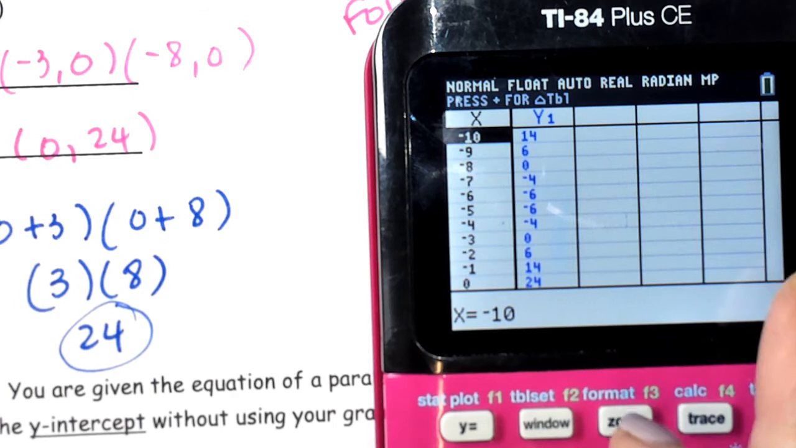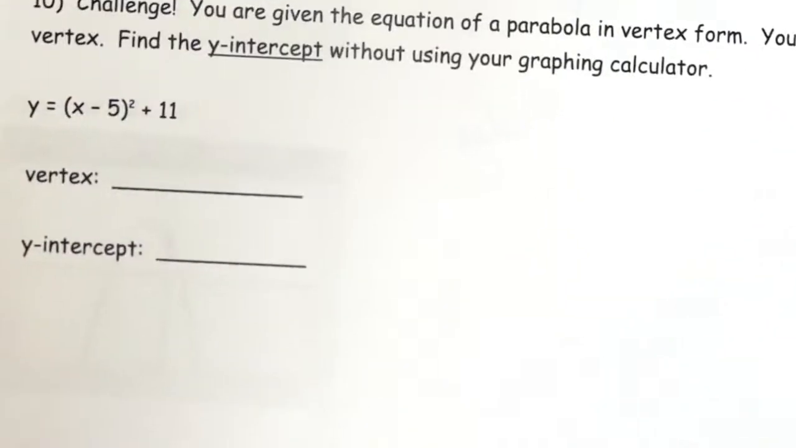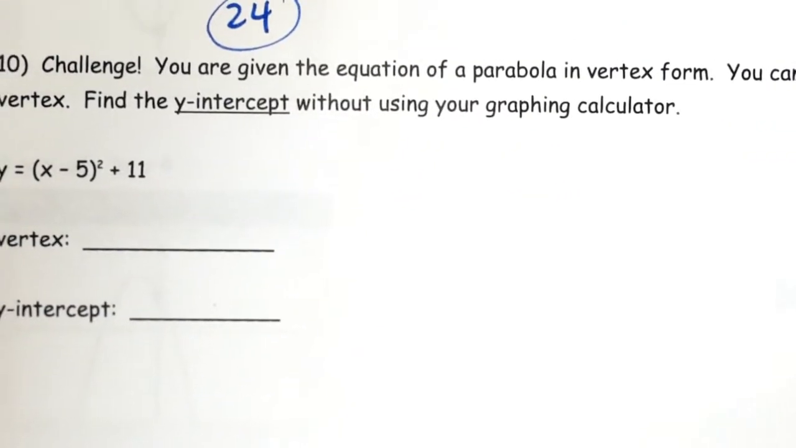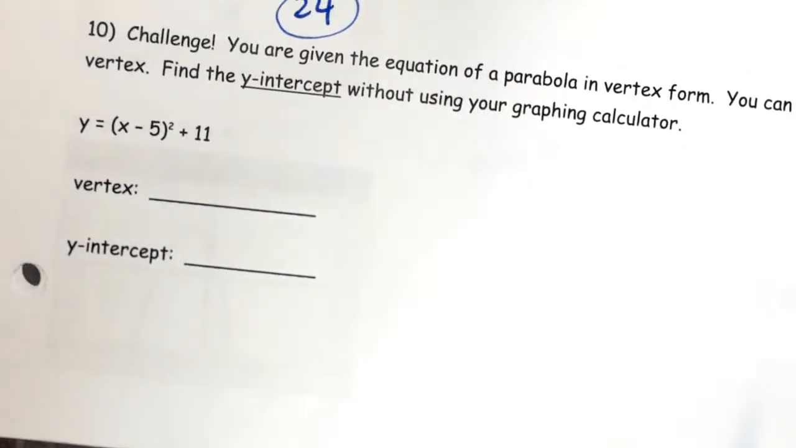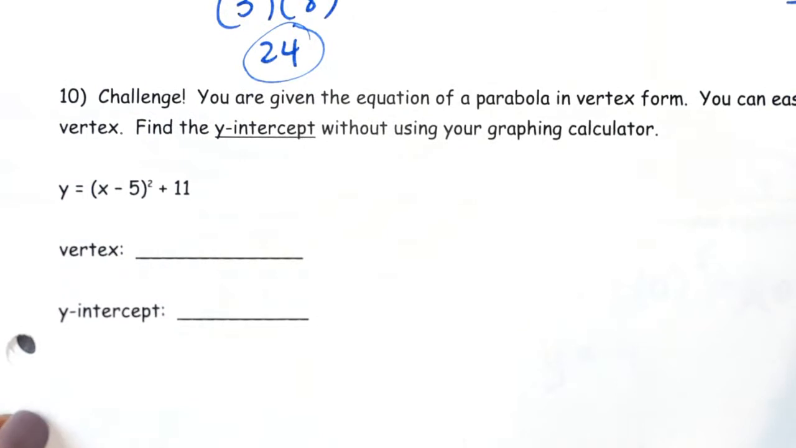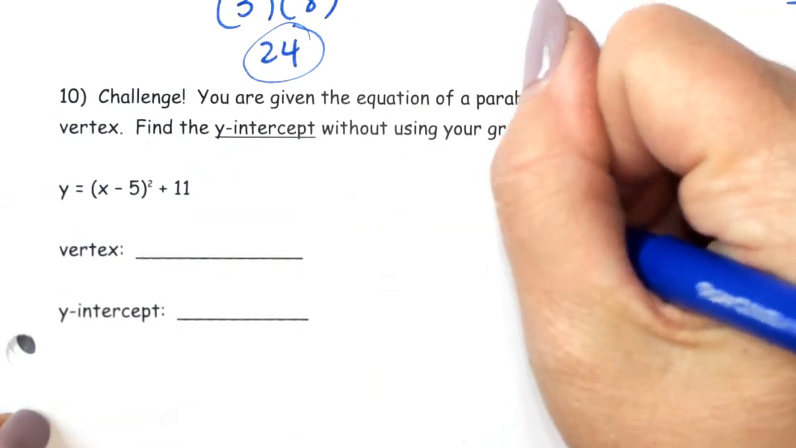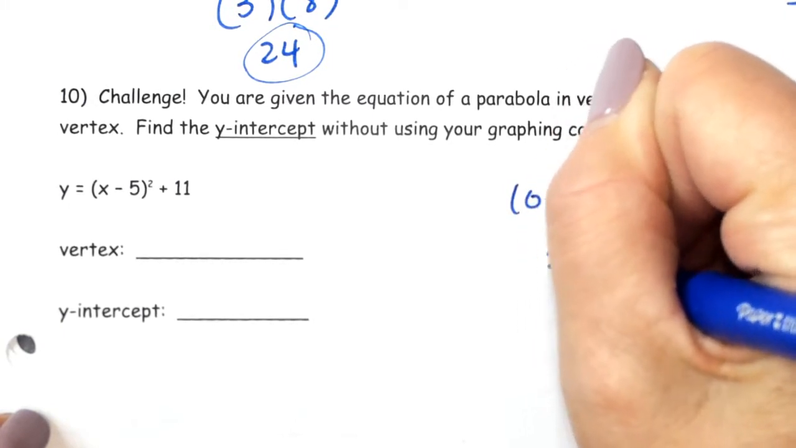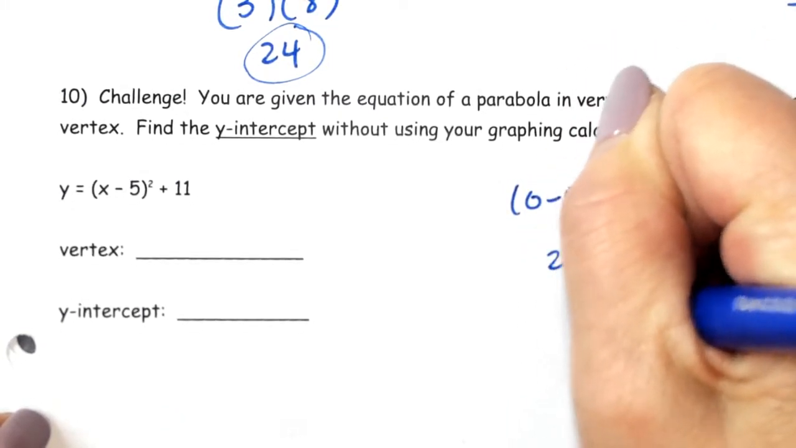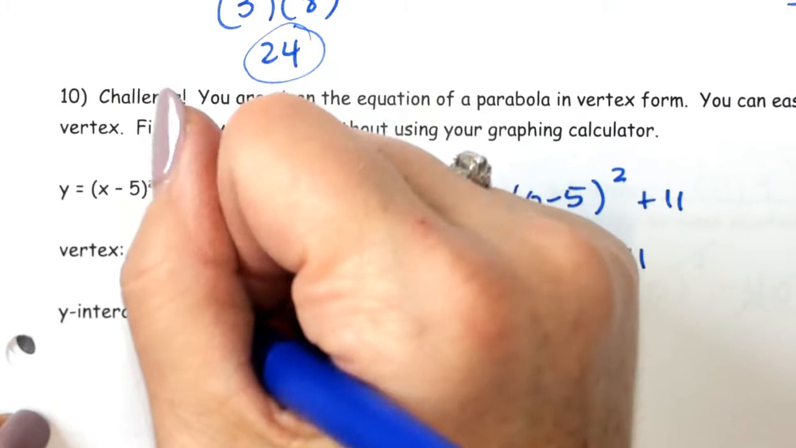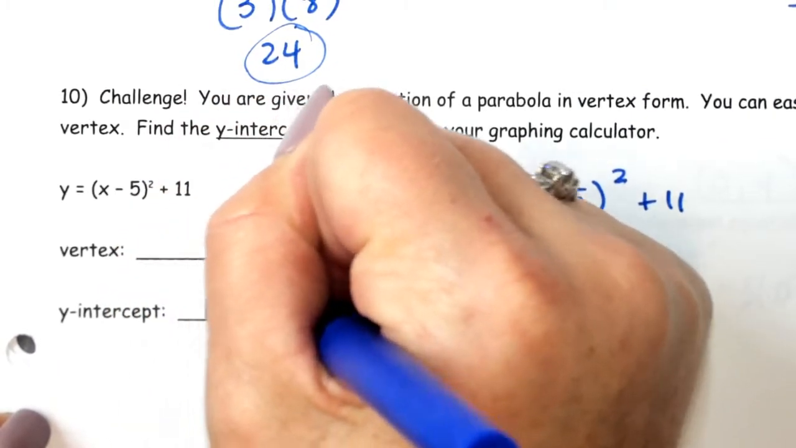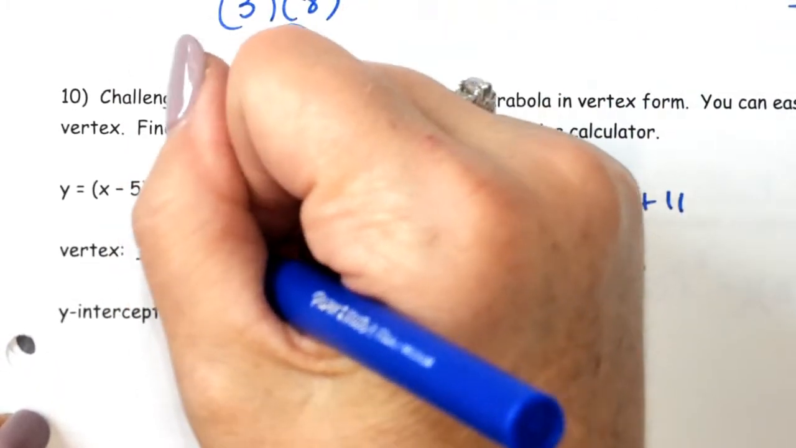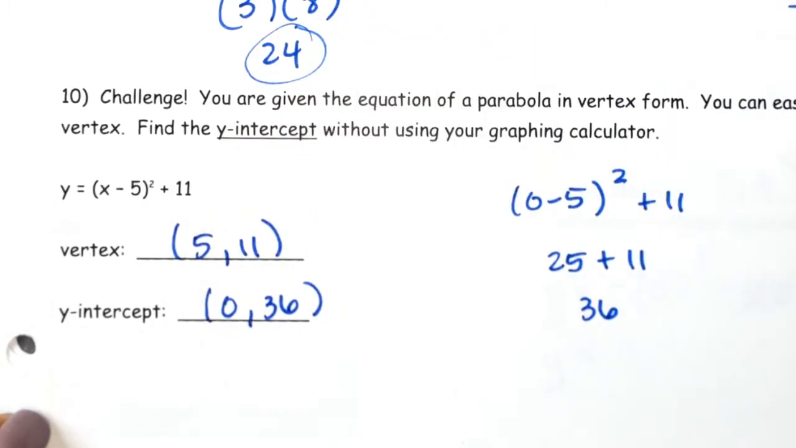Okay, and finally, you're given the equation in vertex form. Find the y-intercept without using your calculator. So again, I can just do 0 minus 5 squared plus 11. So that's 25 plus 11, which is 36. So that's the y-intercept, 0, 36. The vertex is 5, 11.